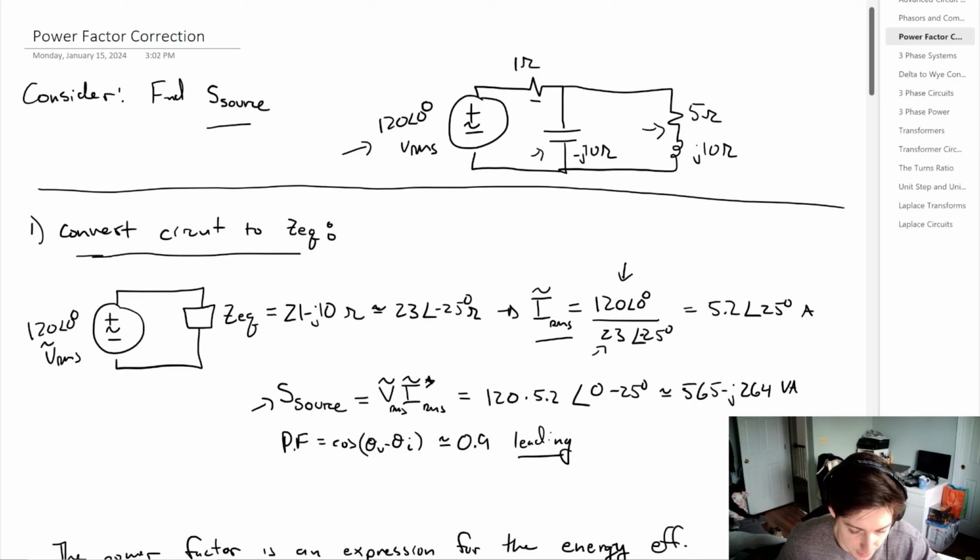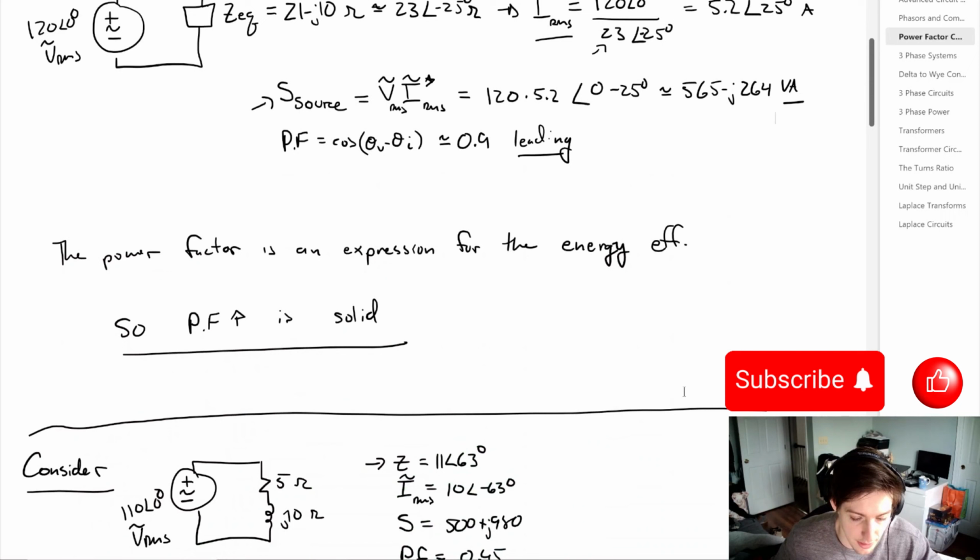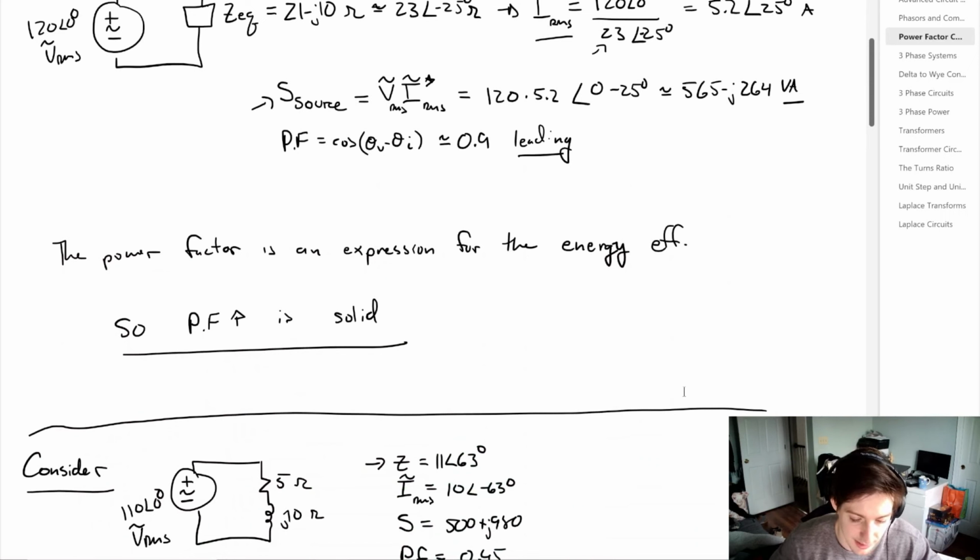the RMS current. Now our power factor is simply the cosine of the difference of the phase for the voltage minus the phase of the current, and it's about 0.9, and it's leading. And simply recall that the power factor is kind of like an expression for the energy efficiency. So a good power factor, pretty solid to have.